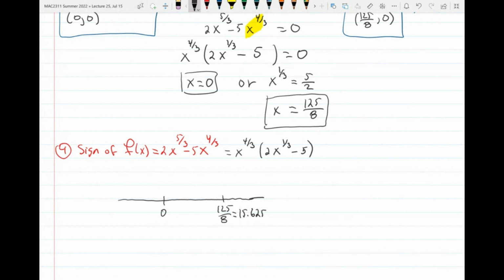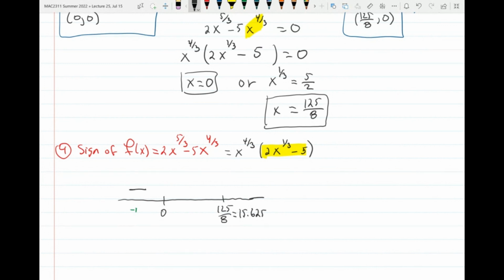Let's see, I'm going to pick to the left, let's pick -1 as a candidate, right? Let me put it small. And then if I pick -1, actually let me use another color. Let's pick -1. Then the first factor, notice, is always positive because it's x to the 4 over 3. That 4 over there makes it positive. So it's really just the parenthesis. This parenthesis is the one that will tell us the sign. If I put a -1, the negative is going to survive, so we get -2 minus 5. So that's a negative. So the function is negative here.